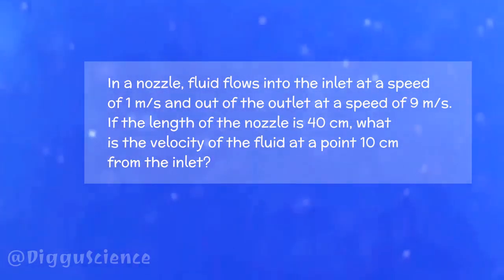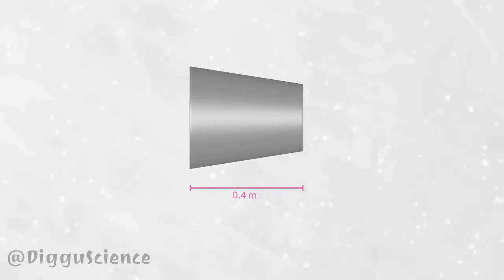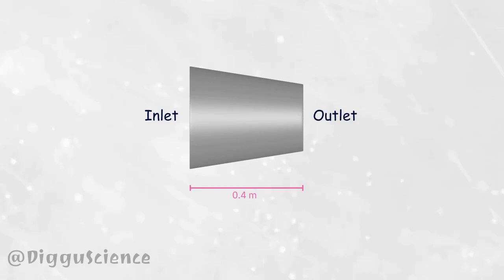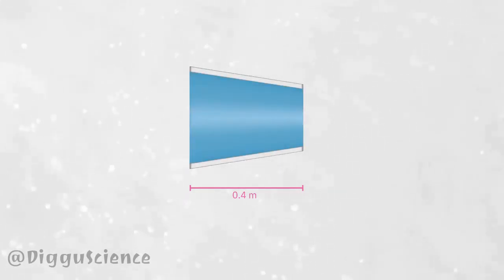For those of you who don't know what a nozzle is, the display on the screen is an illustration of a nozzle. The length of the nozzle is 0.4 meters. Because the inlet velocity is lower than the exit velocity, the inlet diameter is larger than the outlet diameter. Thus, this is the inlet. This is the outlet. Let's say the center of the inlet and the center of the outlet are on the x-axis, and the vertical line is the y-axis.